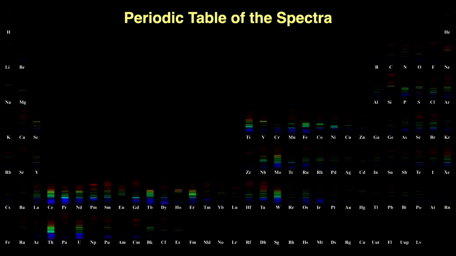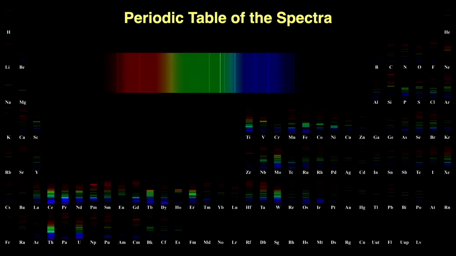Here's the periodic table of the spectra. Beryllium has a relatively simple set of emission lines which uniquely identify the element to scientists. No other element gives off these specific colors when excited.